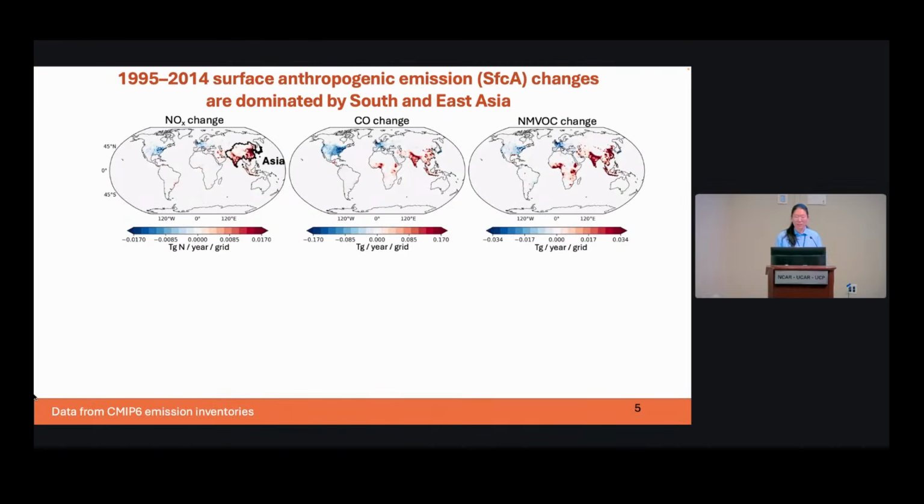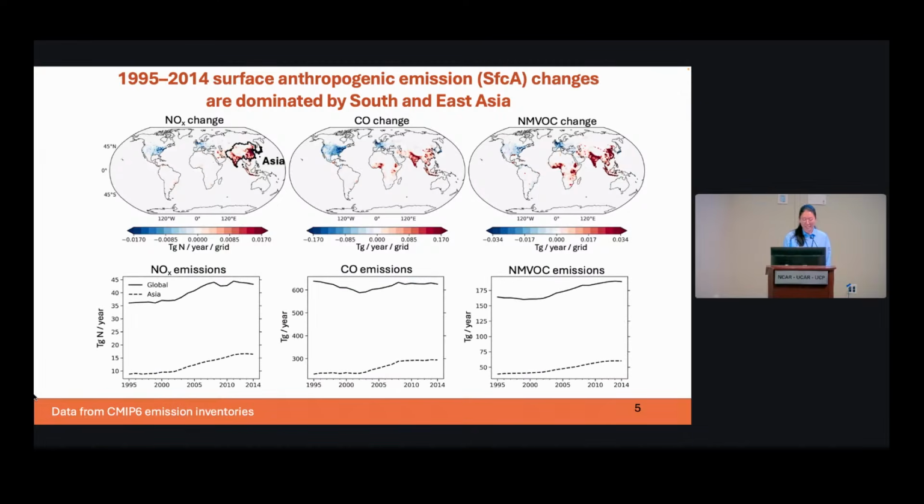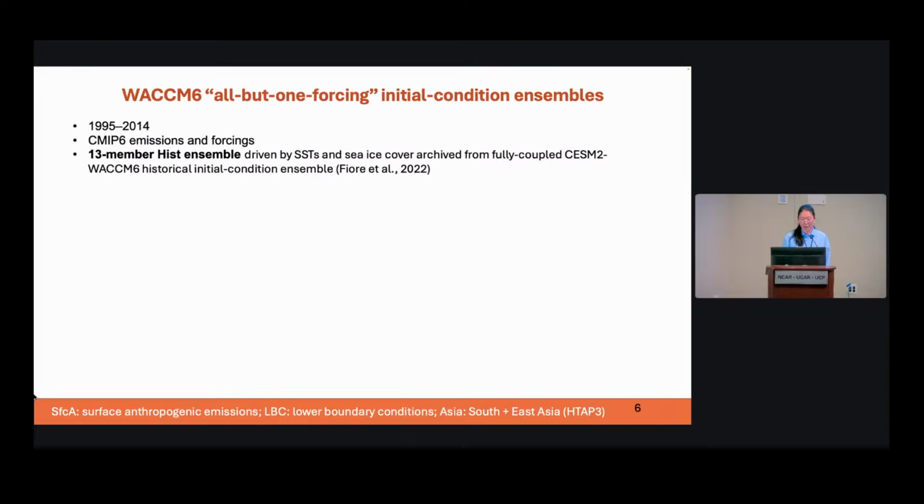We run a bunch of simulations, but before I introduce that, I first want to introduce how the ozone precursors change over 1995 to 2014, which is our simulated period. I highlighted the Asian domain we looked at for this study, which is South plus East Asia. We can see that the South plus East Asia emissions, shown in the dashed line on the bottom, account for most of the increase of the global total surface and subtropical emissions over this period. So we separately look into the impact of that.